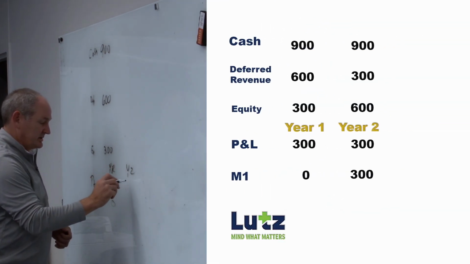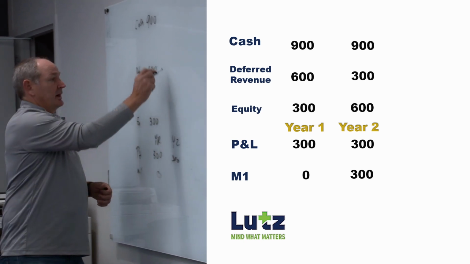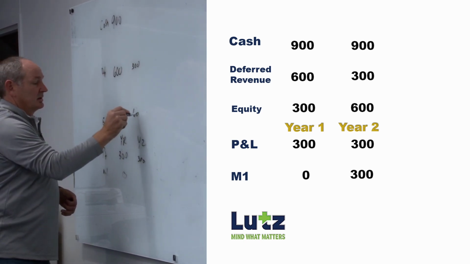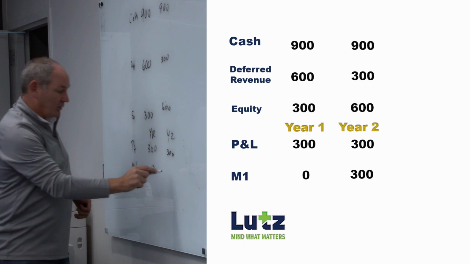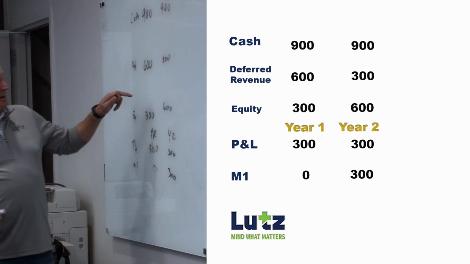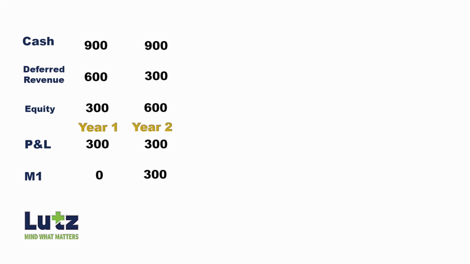Year two, my P&L is going to be 300, correct? Because now we've recognized 300, 600, 900, correct? But I'm going to have an M1 of 300 because I have to recognize the full amount. And deferred revenue has to be recognized by the end of year two. And when you have these multi-layers of deferred revenue, year one, year two, year three, this turns into a reconciliation process that you as a preparer have to confront.